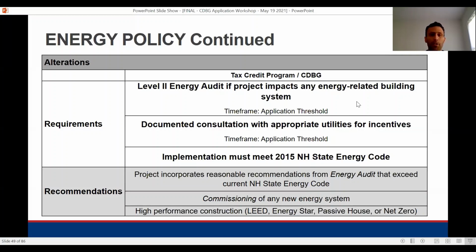The first one is that projects try to incorporate some of the energy assessment recommendations into their final design, or into their equipment purchases. The second one is that projects would commission any new energy system. Commissioning is where a third party would come in and verify that a system was installed correctly, and would also help to train building staff on how best to use or maintain the equipment. Just because you have energy efficient equipment doesn't mean it's going to be energy efficient unless you know how to use it well and it's been installed properly. And the third recommendation is that we encourage high performance construction, such as with the certifications listed in the policy.